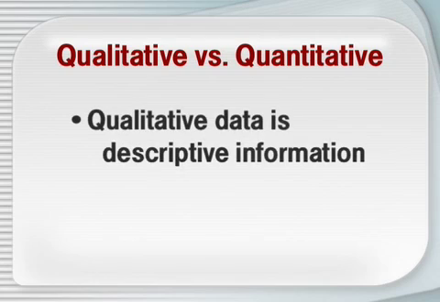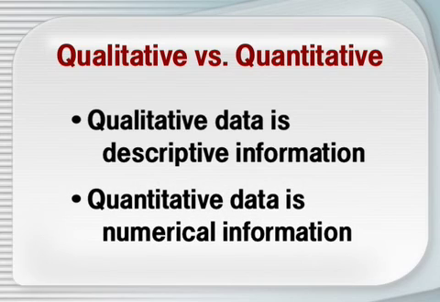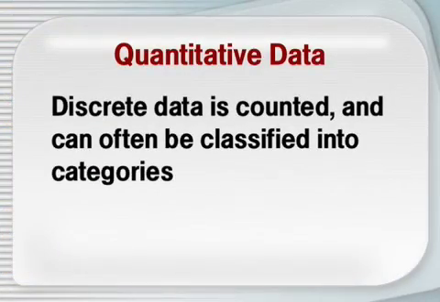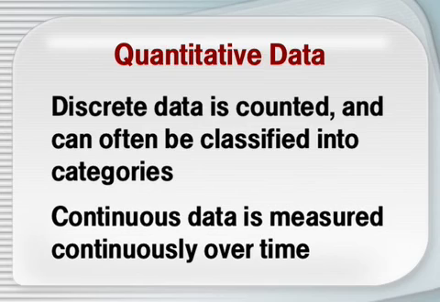When we speak of qualitative data, we speak of descriptions, when we describe something. Quantitative data is numerical information. Quantitative data can be either continuous or discrete. Discrete data is countable, and it can also be classified into categories. Continuous data is measured continuously over time.